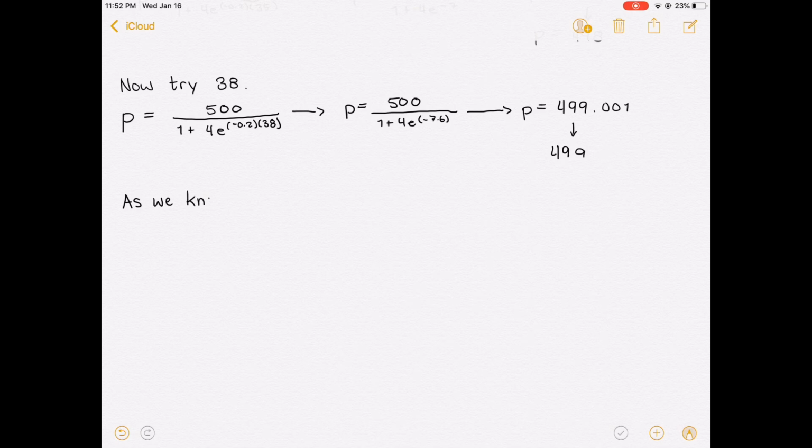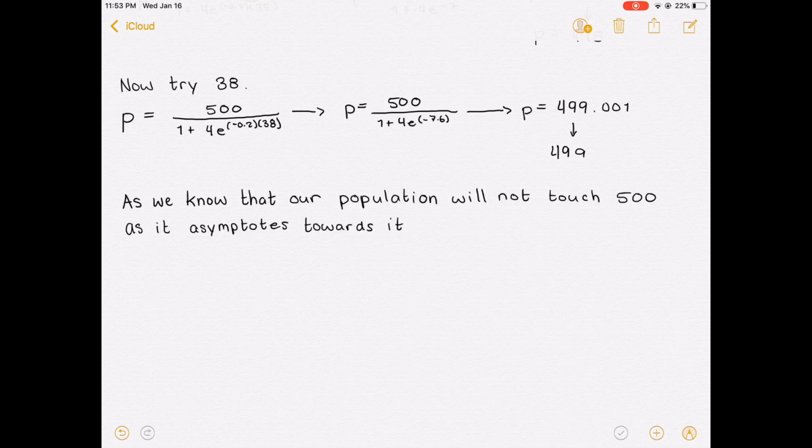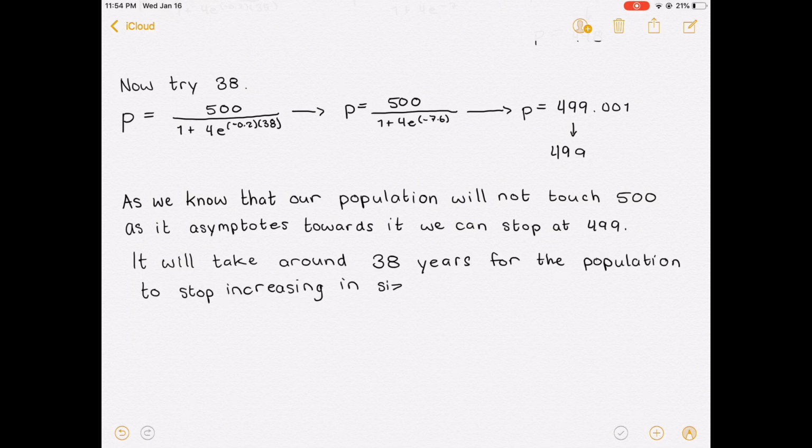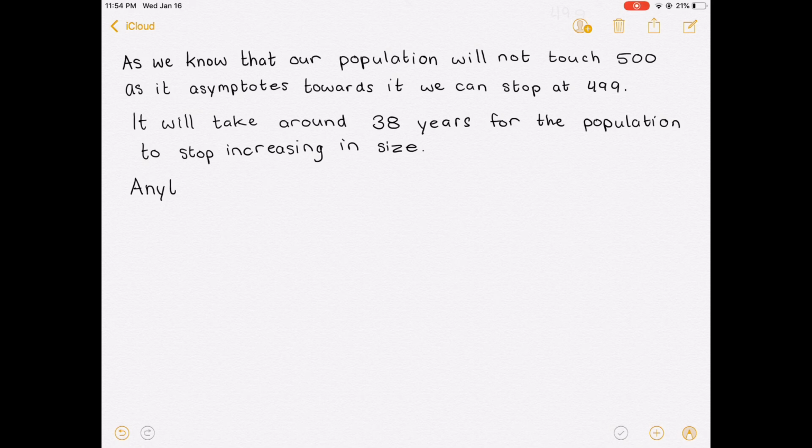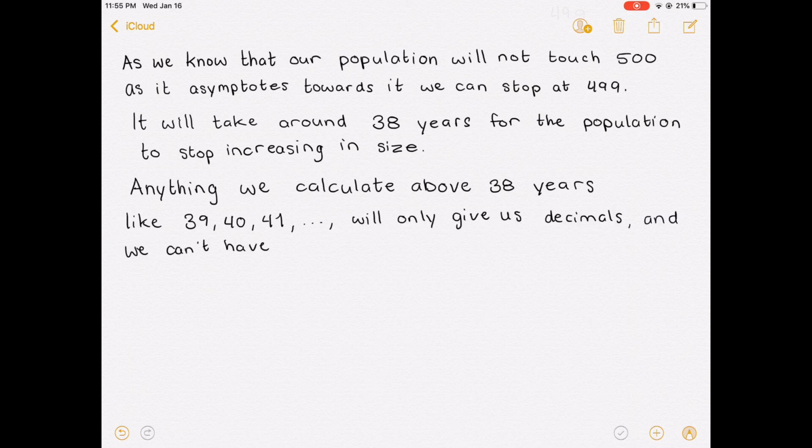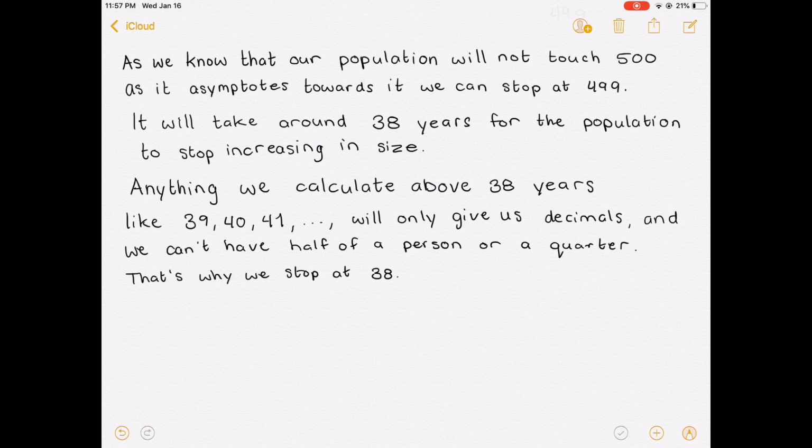Because we know that our graph will never touch 500 as it asymptotes towards it, we can stop at 499. So therefore, it will take around 38 years for the population to stop increasing in size. Anything that we calculate above 38 years, like 39, 40, 41, and etc., will only give us decimals, such as 499.999999, and we can't round up to 500. We can't have a quarter of a person either, or a half of a person either. So it's best to just round to the number below the carrying capacity, which is 499. And 38 gives us that. That's why we stop at 38.